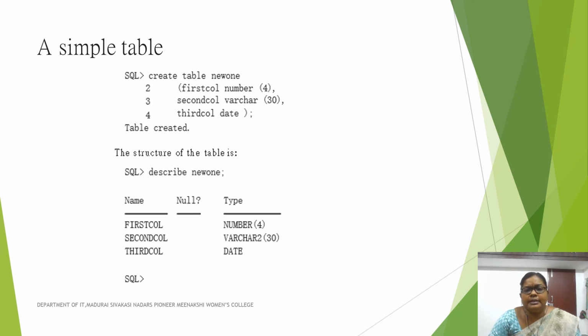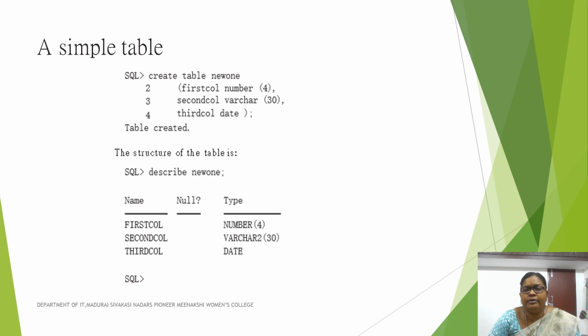So this is the example for a simple table. Create a table. Table name is new one, and the columns are listed here as first column, second column, and the third column. The data type follows each column name: the first is number with the size 4, the second column's data type is varchar with the size 30, and the third column's data type is date. Closing parenthesis ended with a semicolon. So the table is created.